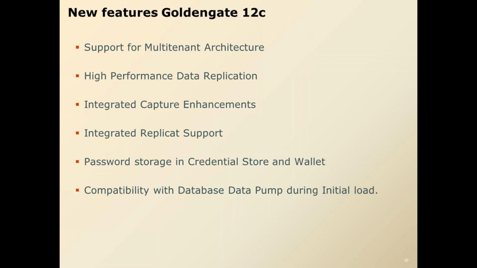Integrated capture enhancement. So integrated capture was introduced in 11G-R2 and integrated replicate has been introduced in 12C. You have two modes of capture, integrated capture, classic capture. Similarly, delivery or replicate has two modes, integrated and classic. So with 11G-R2, you have integrated capture as well. With 12C, you have integrated as well as classic replicate. Till 11G-R2, it was only classic replicate. Now Goldengate security enhancement has been done as well. So you have password storage and credential store and wallet. You have compatibility with database data pump during initial load as well.